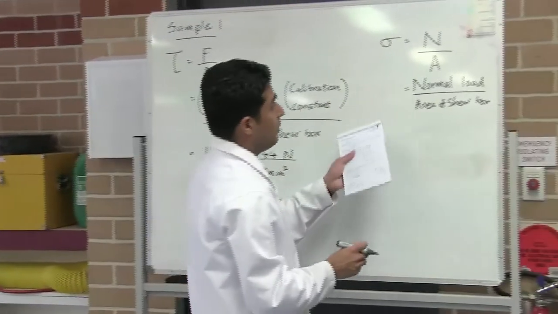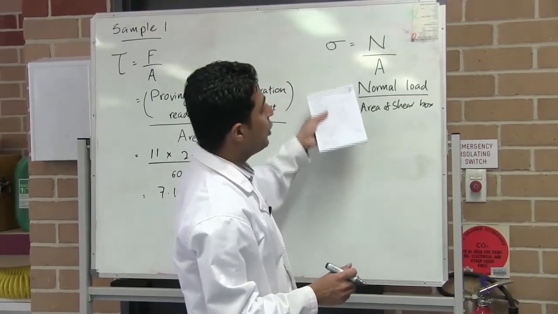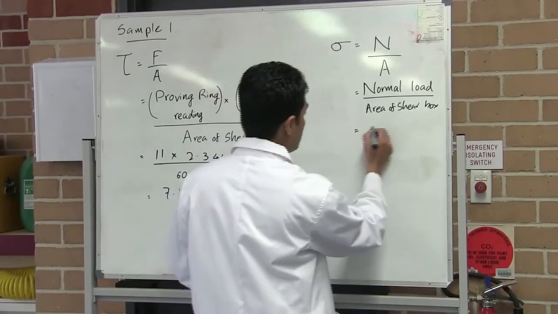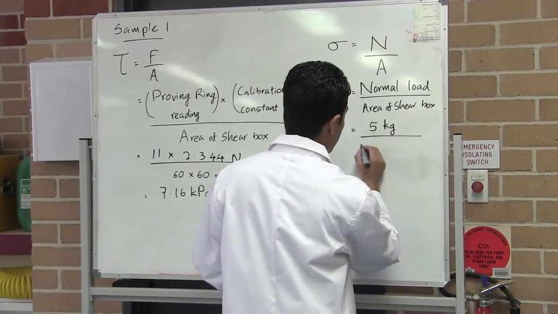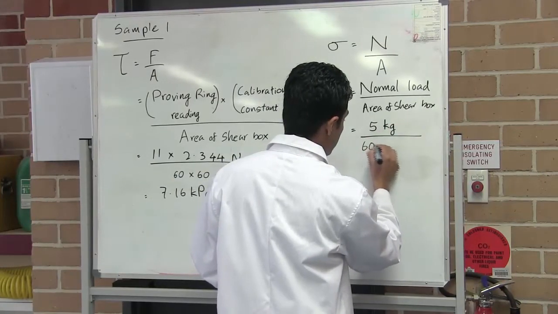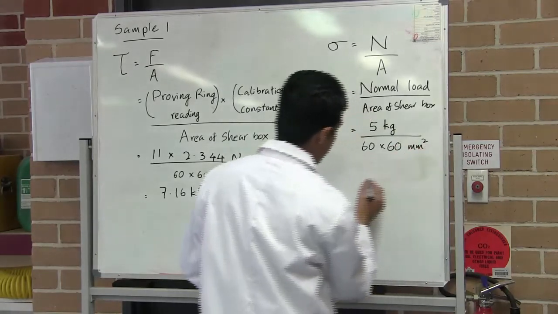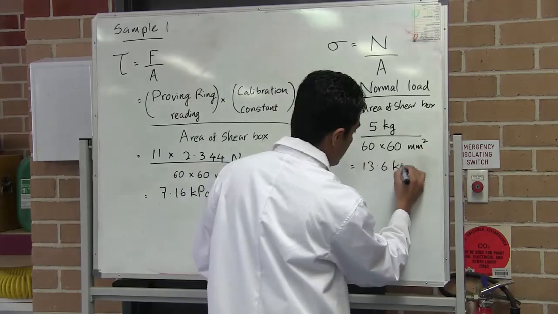So the normal stress, that's the normal load divided by the area of the shear box, that's 5 kilograms divided by 60 by 60 millimeters squared, and this is 13.6 kilopascal.